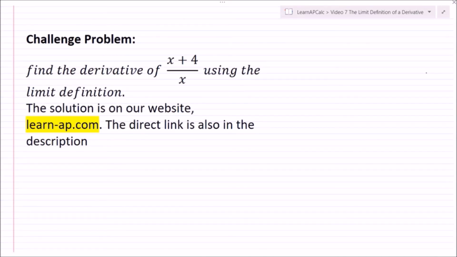Alright, so that brings me to today's challenge problem. Find the derivative of x plus 4 over x using the limit definition.